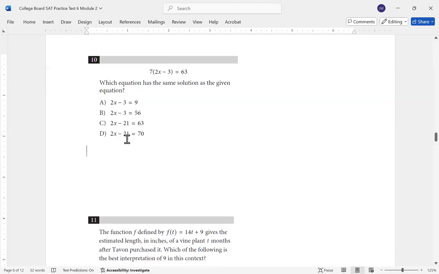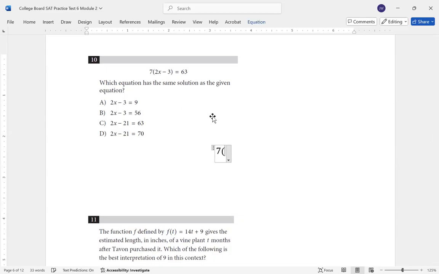Question 10 says, which equation has the same solution as the given equation? Now, for this example, there's easy ways to do it and hard ways to do it. I could come up with the solution to the given equation and then find the solutions for all three of these. But what you'll notice is there's another way to do it, a quicker way.